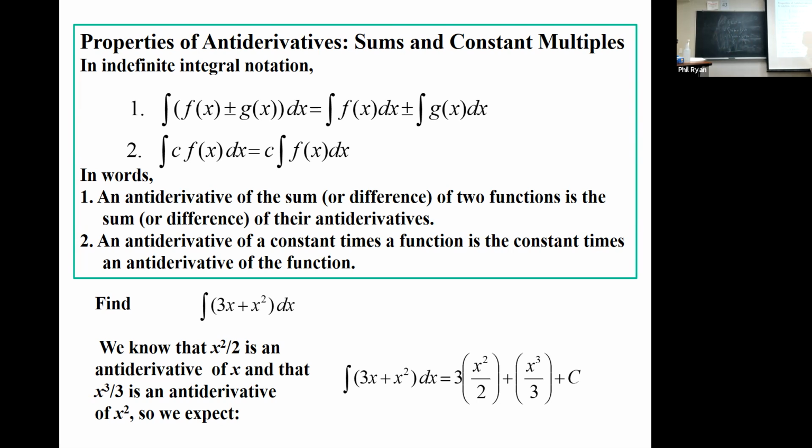And so the answer is going to be 3x squared on 2.